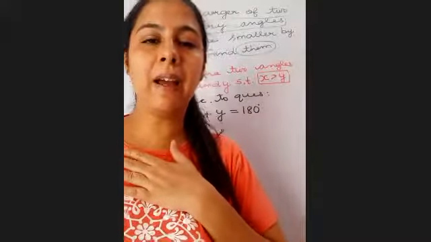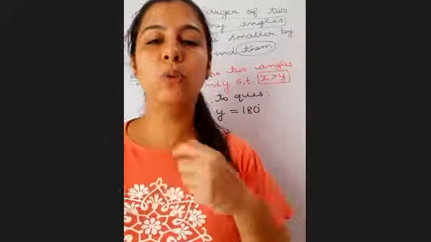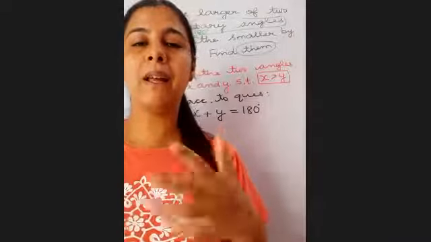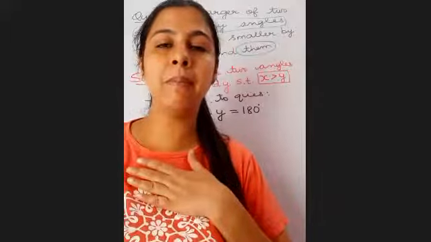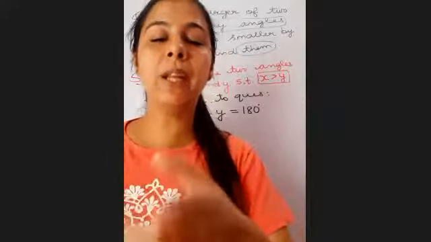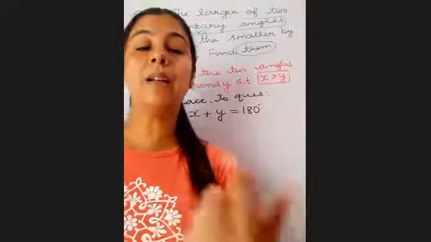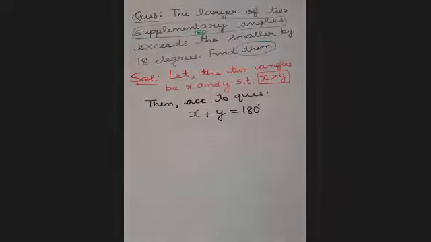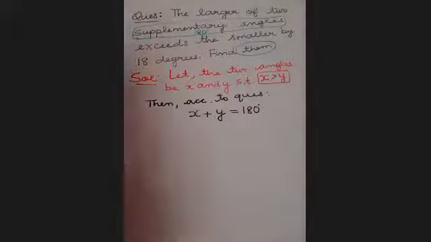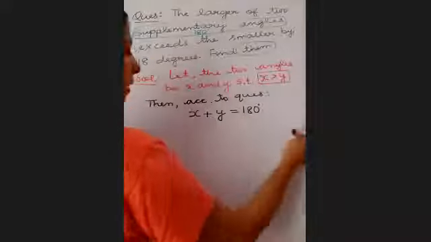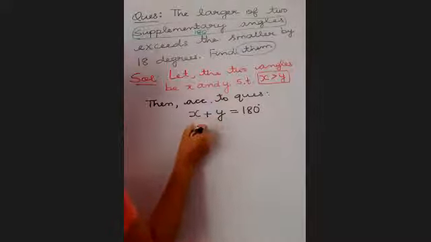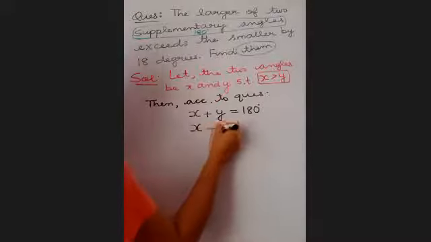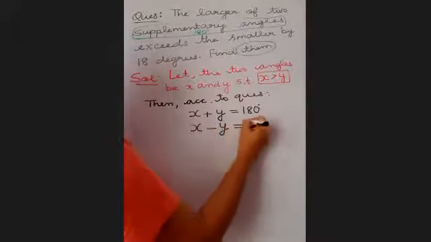If I say I have 18 rupees more than you, suppose you and I are having some money and I am saying I have 18 more than you, that means what is the difference in our money? 18 rupees. This is the second equation: X minus Y is equal to 18.